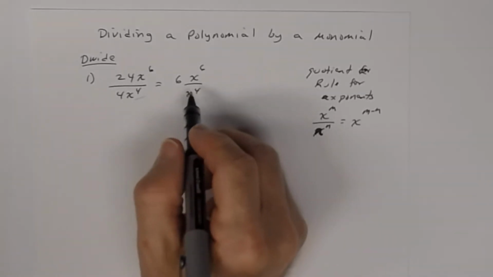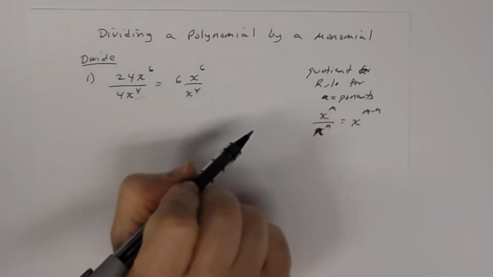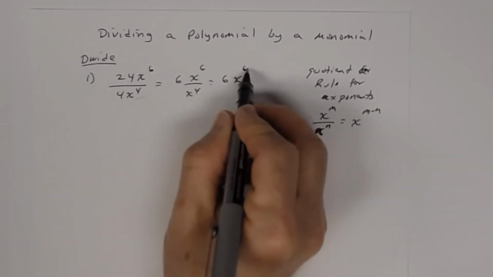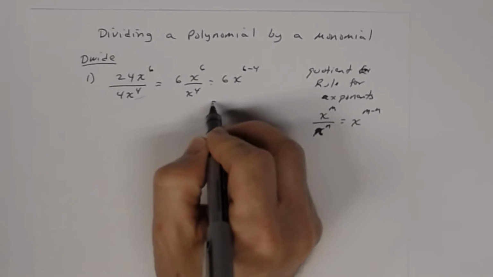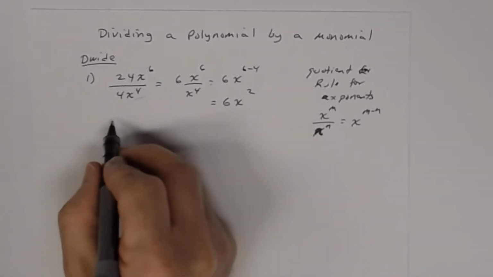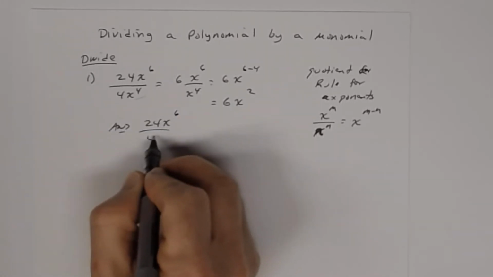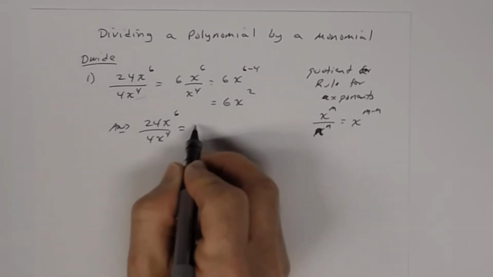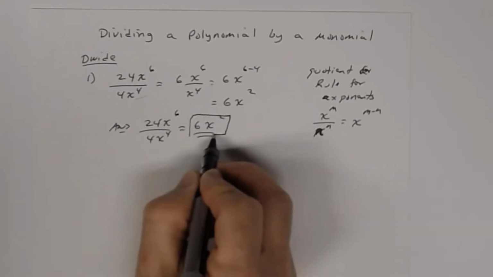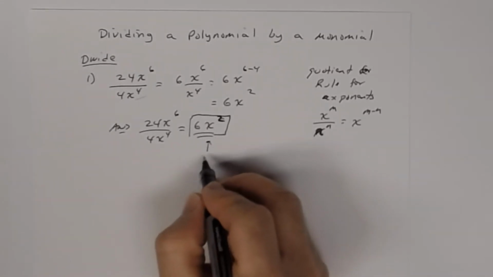So in your mind, you would say, well, I'm dividing like bases. So according to the quotient rule for exponents, I can write this as 6 times x to the 6 minus 4 power, and 6 minus 4 is 2. So this becomes 6 times x to the second power. So your answer: 24x to the sixth power divided by 4x to the fourth power equals 6x squared. And that's your answer right here. That's your quotient.